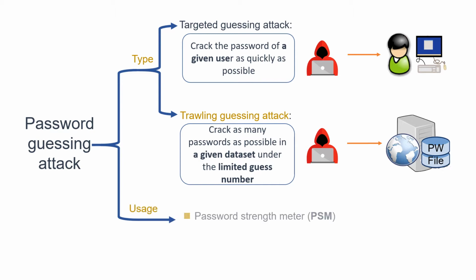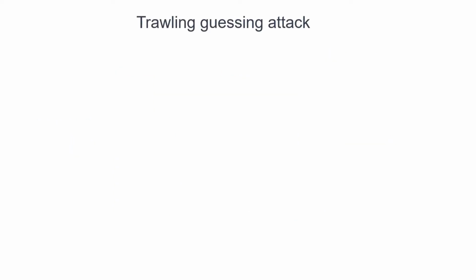The attacking models can be used to protect password security, for example, evaluating the password strings, or generating similar passwords to confuse attackers. Our work focuses on trolling guessing attack.